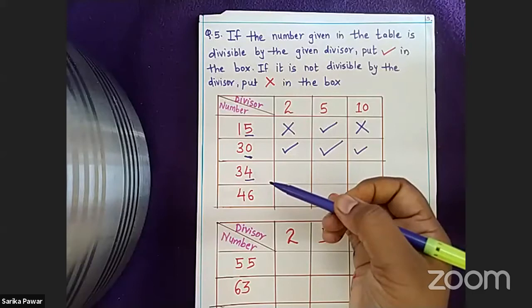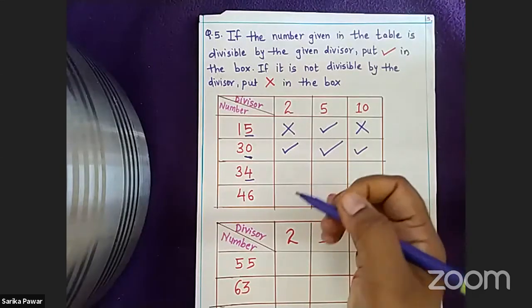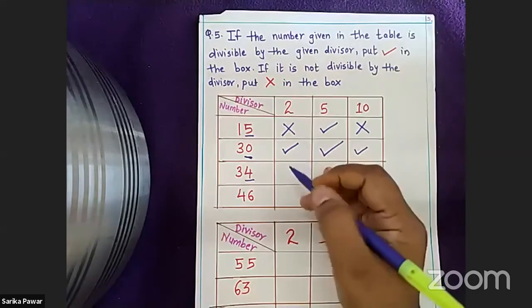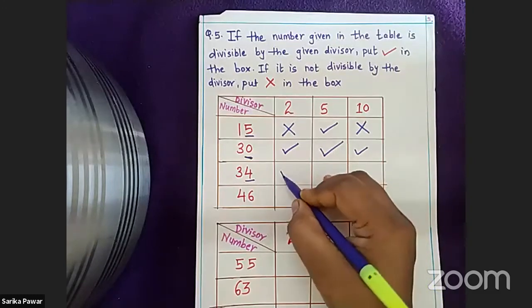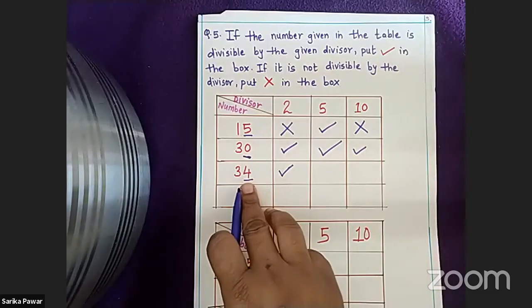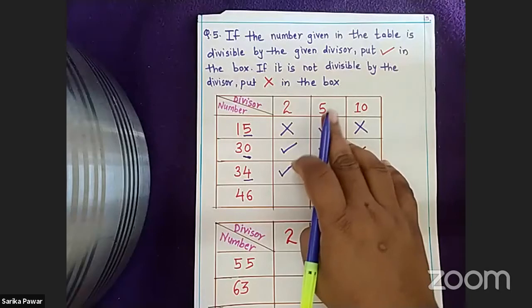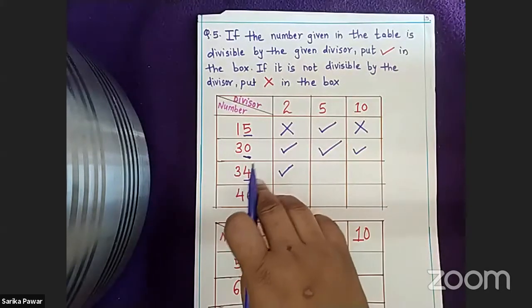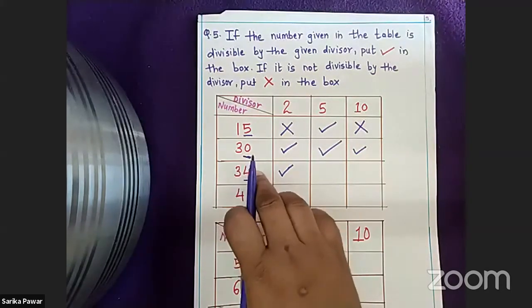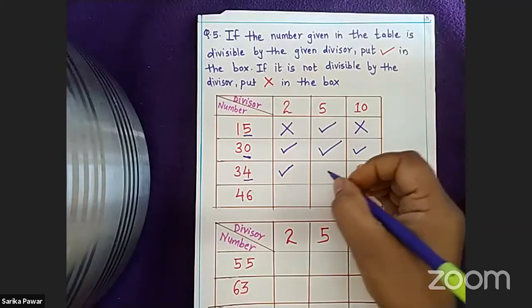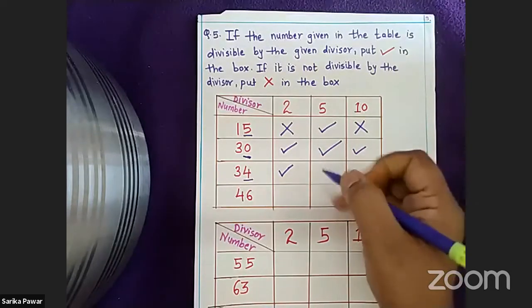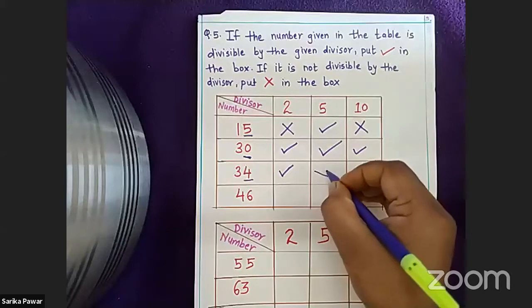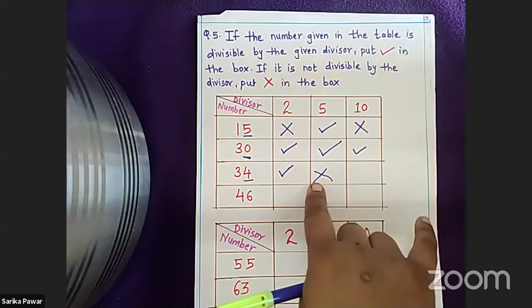Priyanshu Kumari, yes, your answer is correct. This number is completely divisible by 2. But in the divisibility test of 5, the number required is 0 or 5 over here. But here number 4 is there. So this number does not come in the divisibility test of 5. So I'll put wrong here.